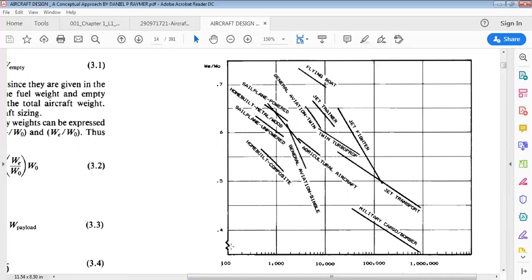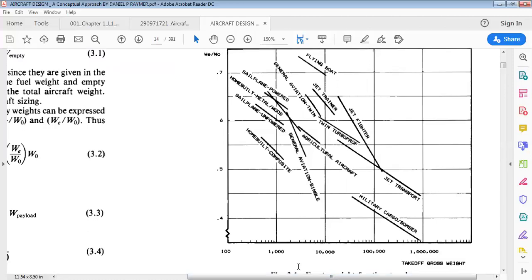So your empty weight has 0.4, 0.5, 0.6, 0.7. These are called empty weight fractions with respect to the total design gross weight. So what is the total design gross weight and empty weight? If I divide it, I am going to get these ratios. Clear? And we have the takeoff gross weight. So what should be the takeoff gross weight? It may be 100 lbs, 1000 lbs, 10,000 lbs, 1 lakh lbs, or 10 lakh lbs.